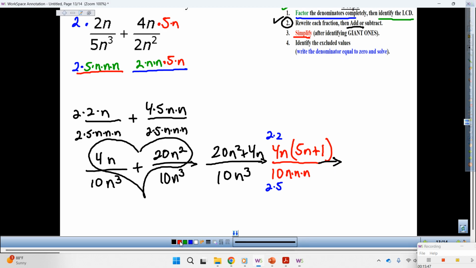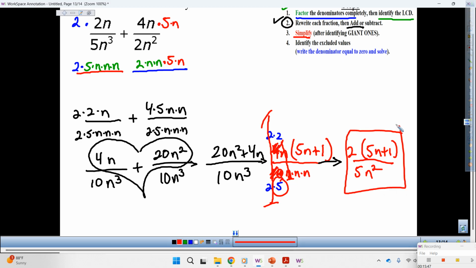So, giant 1, what do you guys see? The 2's. And remember, we don't need this 4 right here, and we don't need the 10. So that means we're left with the 2 there, okay? What else do we have as giant 1? You guys see it? Yeah, 1n. Draw that 1 right here for the 1n. So what's left in the numerator, guys? 2 times 5n plus 1. How about in the denominator? 5 times n to the second. And we stop right there.